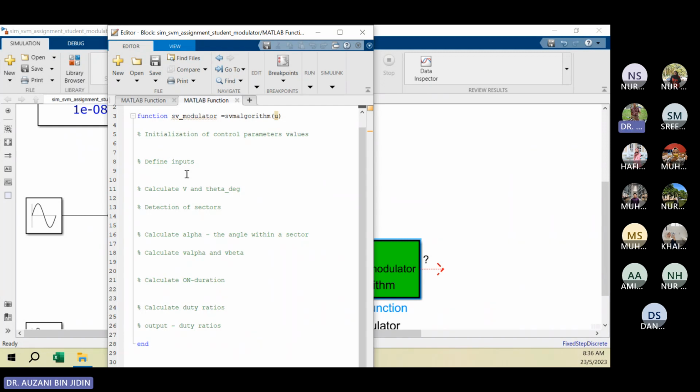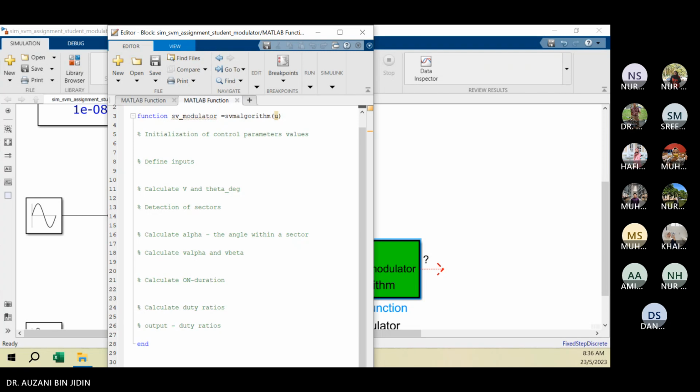So to develop the model, you must have the tool. First, you must know how to use the tool, for example MATLAB, the same as using a calculator. Then the second one is the theory, based on what we have discussed in class. Okay, for the first step, you have to initialize the control parameter values.